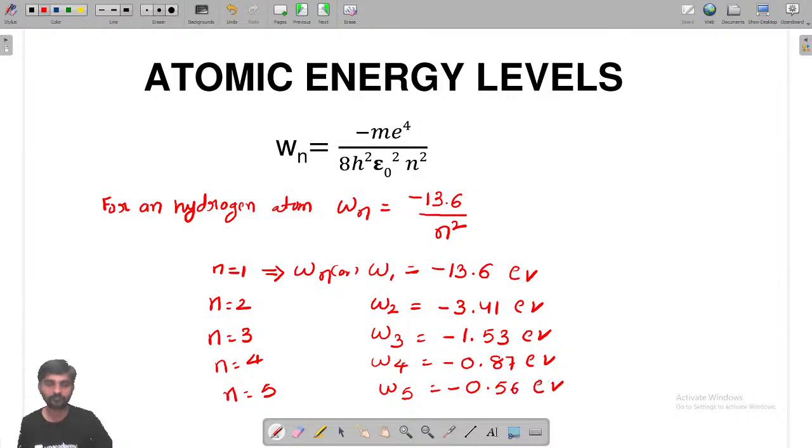So see, as the value of n is increasing, the energy of the electron is increasing or decreasing, sir? It is increasing. Why, sir? This negative sign you can see here. Minus 13.6 is less than minus 3.4. Yes or no?